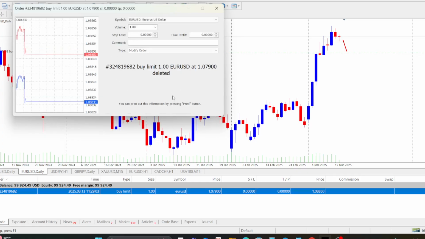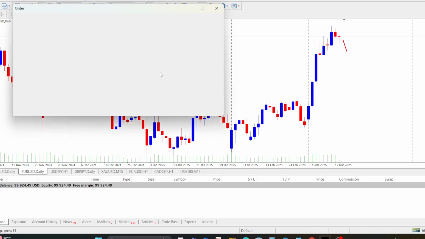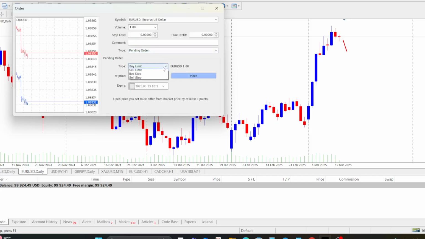All right, now we are going to talk about buy stops and sell stops. Let's go back to pending orders. So a buy stop is placed above current price, meaning you want to buy when price breaks through a certain level, signaling strong bullish momentum.